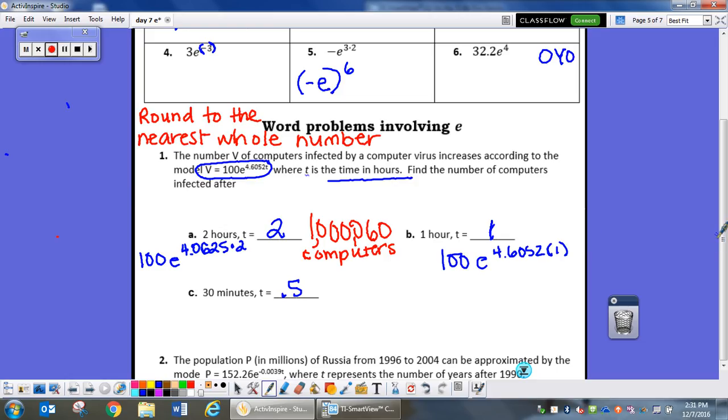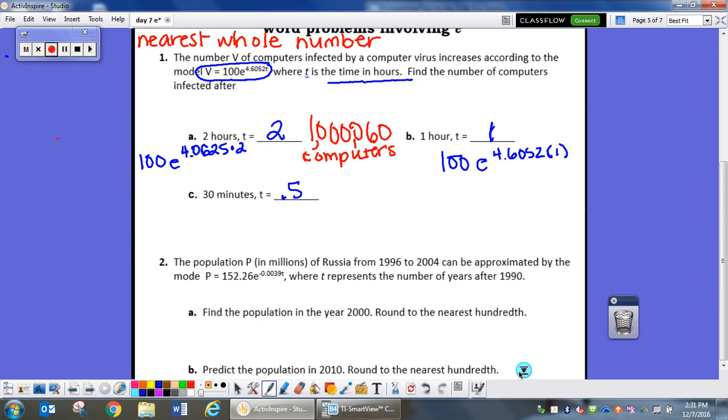So number 2 is just like number 1. They give you a formula, and you're going to be substituting in for P.